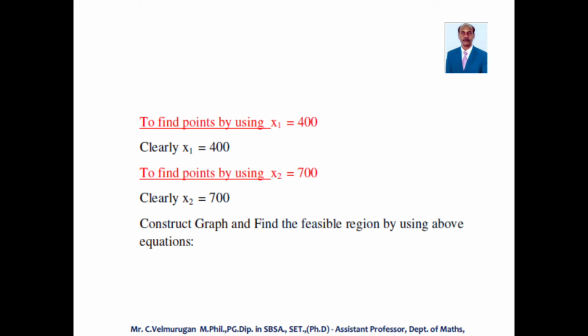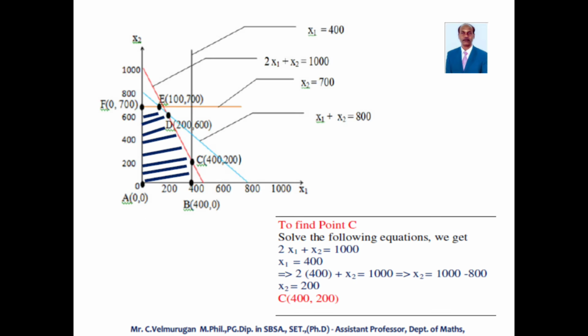So using these points, we form a graph. After forming the graph, we find the feasible region. After forming the feasible region, we find the feasible solution. Okay. So now we can draw the graph by using the points.